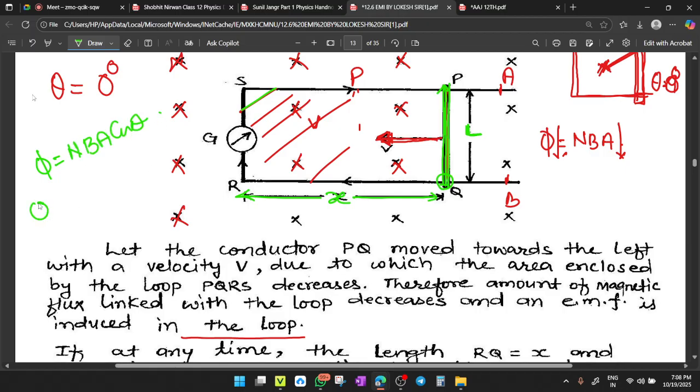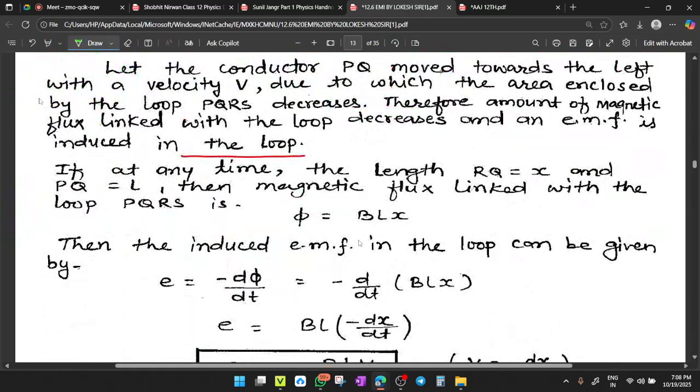Agree, beta? Yes, phi equals N B A cos theta. As there is only one loop, in the place of N there is one. B means the magnetic field given. Area is equal to length into breadth, so you can take L into X. We have taken capital L here, so going with capital L and X. Cos theta, as theta equals 0 degrees, so cos 0 equals 1. So the total flux equals BLX, right beta? So phi equals BLX.